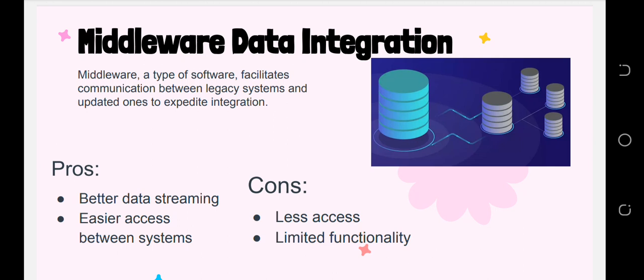Better data streaming: the software conducts the integration automatically and in the same way each time. Easier access between systems: the software is coded to facilitate communication between the systems in a network. The cons are less access and limited functionality.